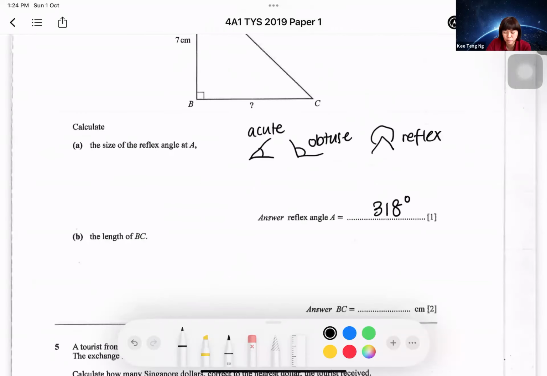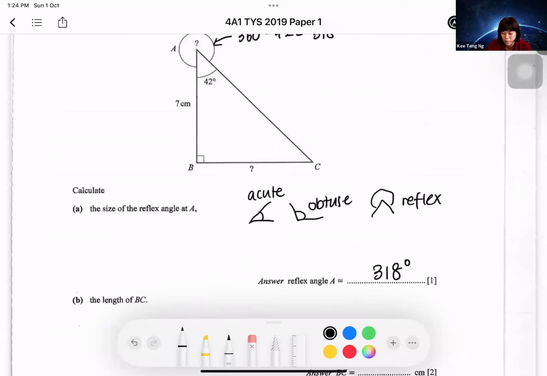Next, find the length of BC. This is a right angle triangle. I have an angle 42 and I have a length 7. So I need to think of TOA, CAH, SOH. In this case, I need to find a length. I cannot do inverse, so I need to do cross multiplication with a fraction. I want to find BC. This is the side that doesn't touch my angle, so it's the opposite.